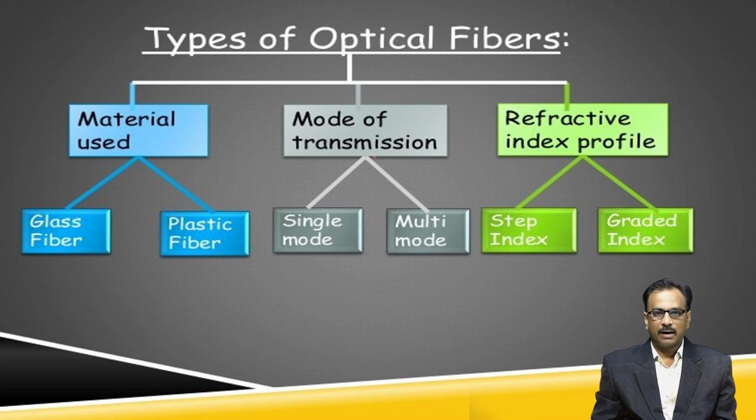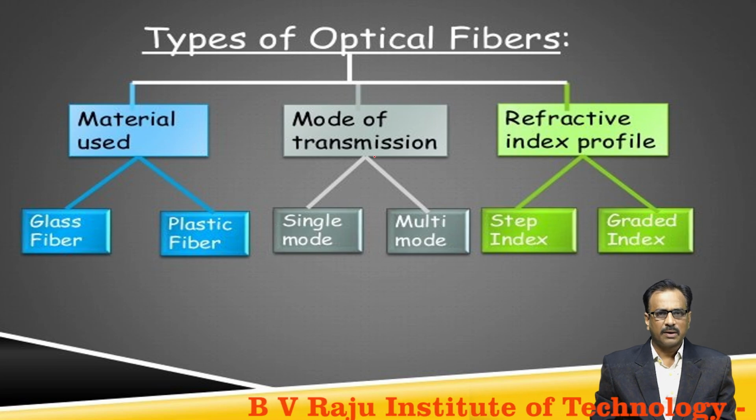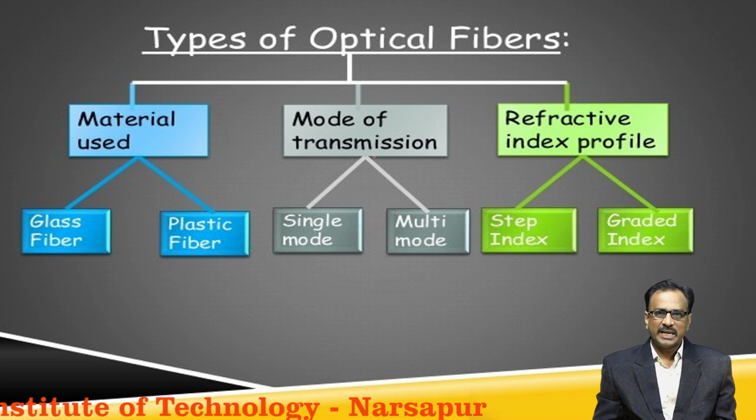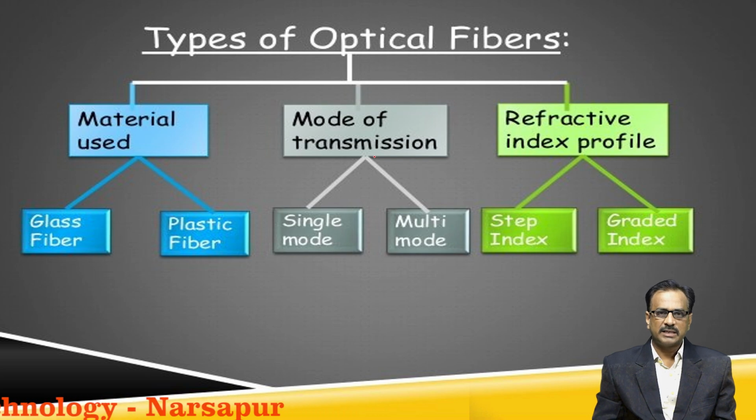Optical fibers are classified into three categories: based on the material, based on the modes, and based on the refractive index profile. What type of material is used to fabricate the core and cladding in an optical fiber? That is called a glass optical fiber and a plastic optical fiber. In a glass optical fiber, silica is doped with some impurities. Pure silica is the core material and silica doped with some impurity is the cladding material. In a plastic optical fiber, transparent plastic is used to fabricate the core and cladding material.